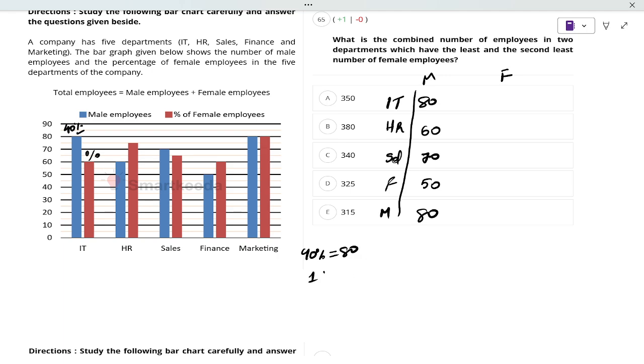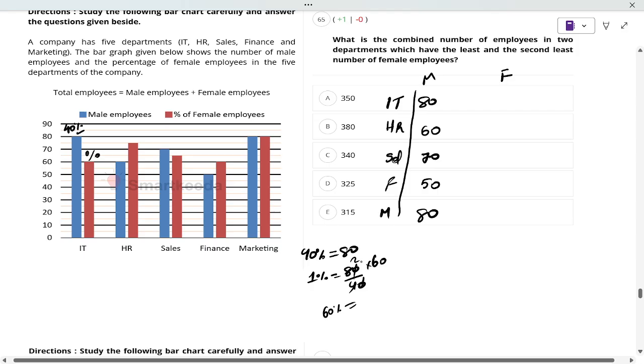So 1% is equal to 80 by 40. Can we write 80 by 40 right away for 1% in the other departments also? Yes, definitely the number will be different, but the concept will be the same. And then we need to find for the 60%, right? So into 60 will give us 60% for the female. So 2 times 6 is 120.